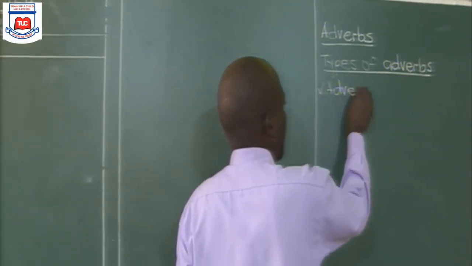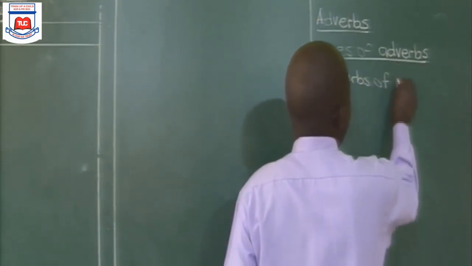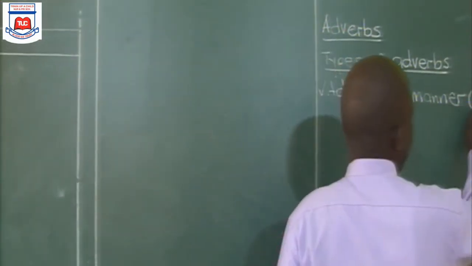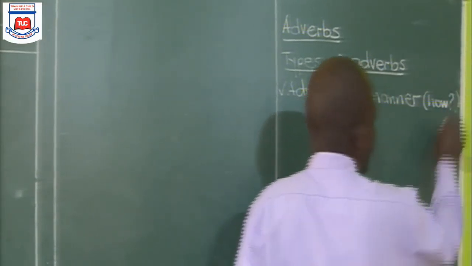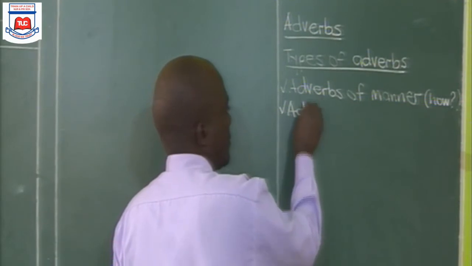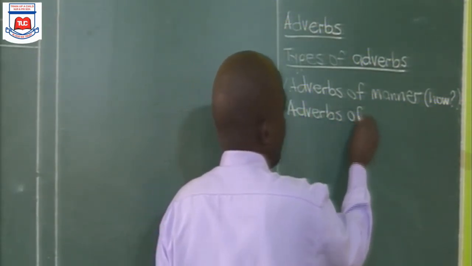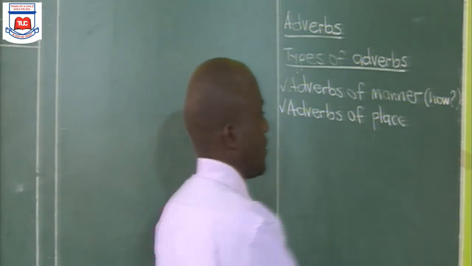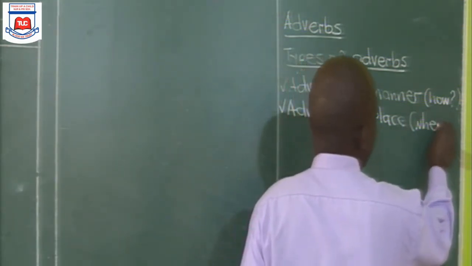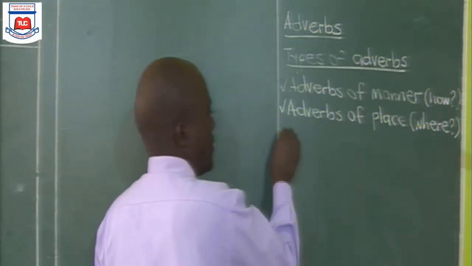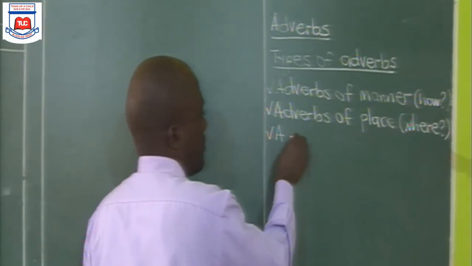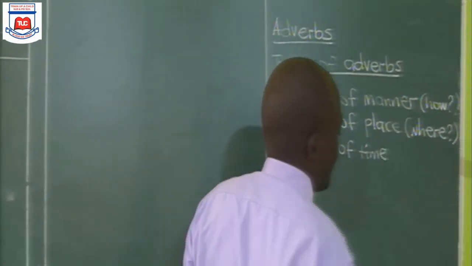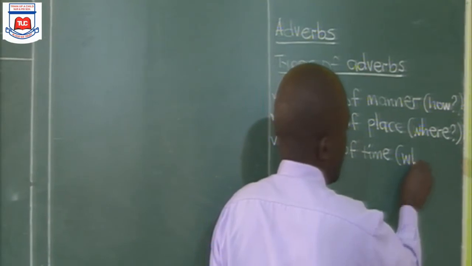Adverbs of manner. If I'm to give examples, this type of adverbs majorly answer the question of how. Then two, you looked at adverbs of place. Adverbs of place majorly answer the question of where. Good. So then you looked at adverbs of time. These ones majorly answer the question of when.